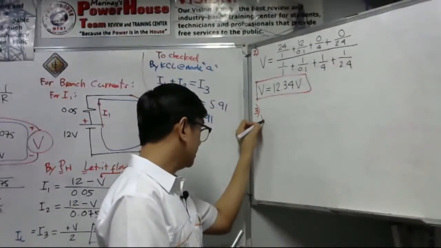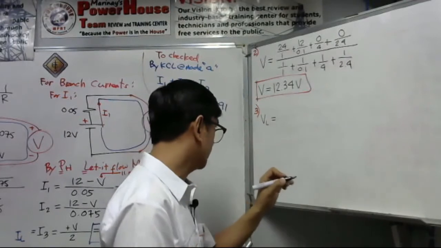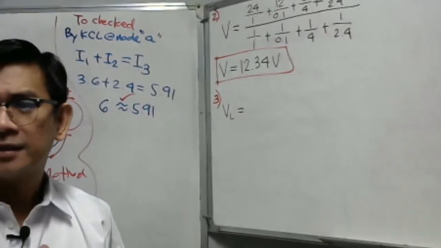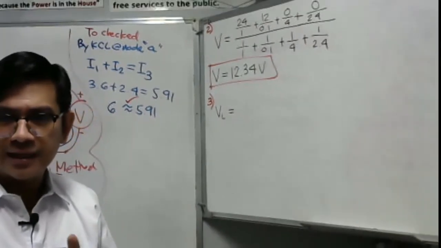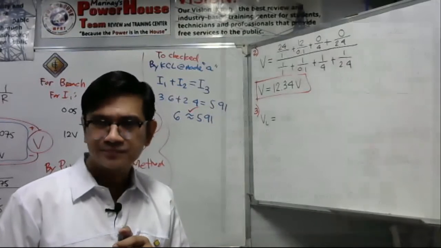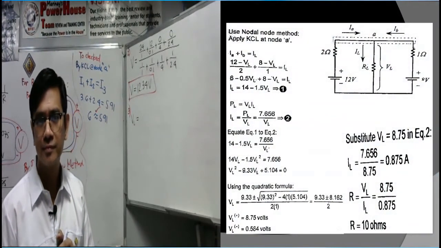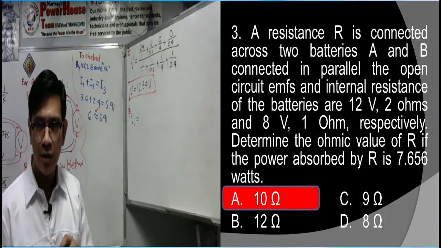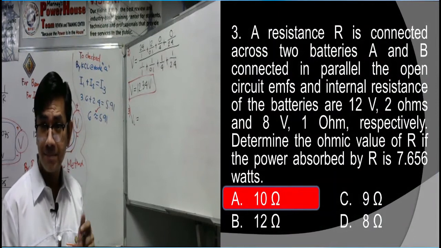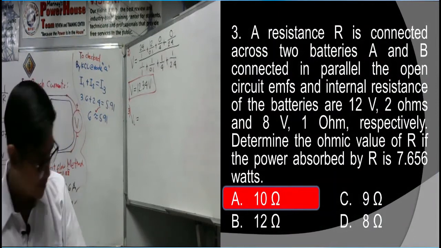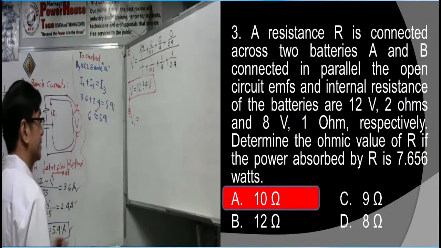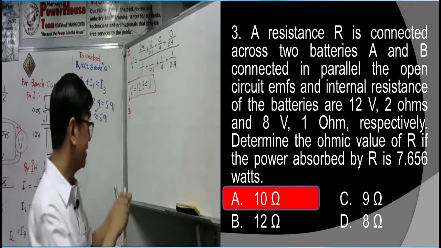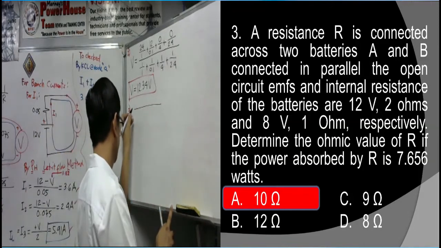So our V sub L here is equal to, what now? Let us read the problem again. I think it's better that I redraw the circuit. So I will redraw the circuit. There will be two batteries here.